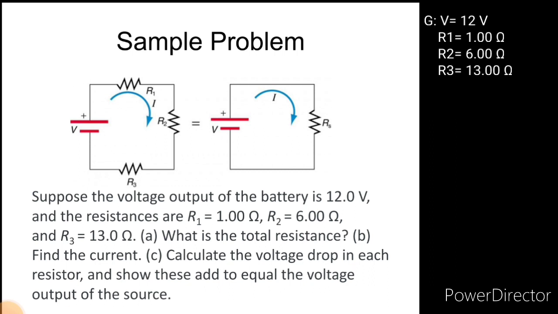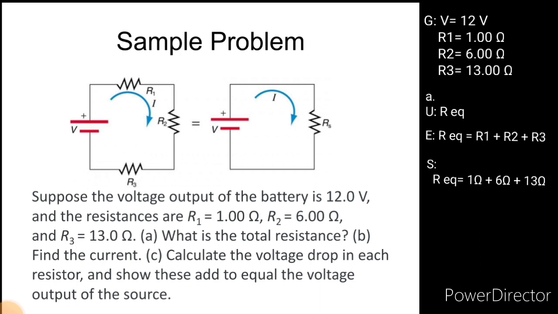Okay, so how do we solve this one? First, let's solve letter A. Okay, so this is a series connection, as you can see. So, ang hinahanap sa A is the total resistance. So, if you can still remember, sa ating series connection, we have R equivalent or equivalent resistance is equal to R1 plus R2 plus R3.